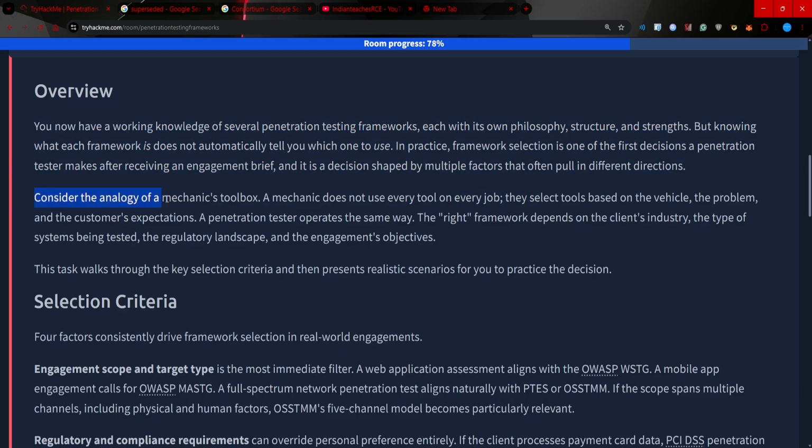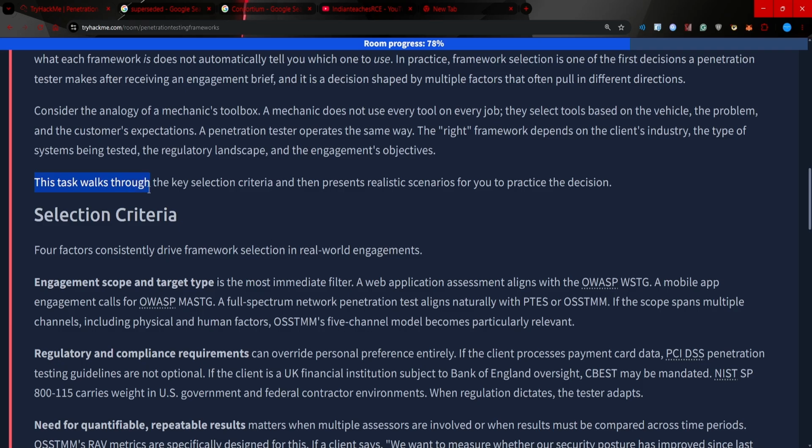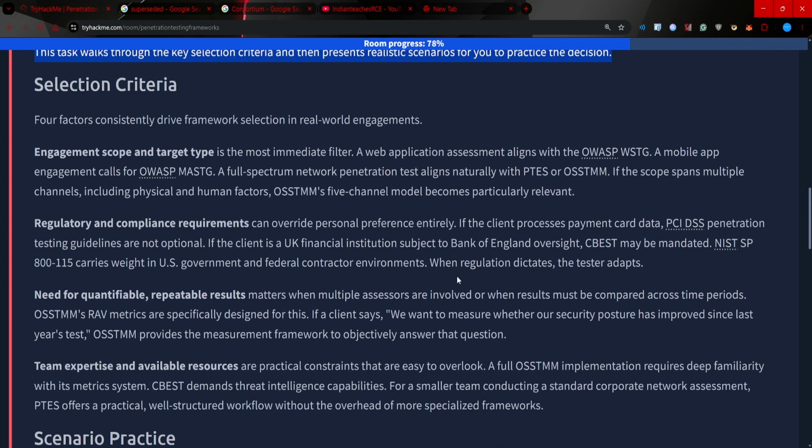Consider the analogy of a mechanic's toolbox. A mechanic does not use every tool on every job. They select the tools based on the vehicle, the problem, and customer expectations. A penetration tester operates the same way. The right framework depends on the client's industry, the type of system being tested, the regulatory landscape, and the engagement's objective. This task walks through the key selection criteria and then presents realistic scenarios for you to practice the decision.